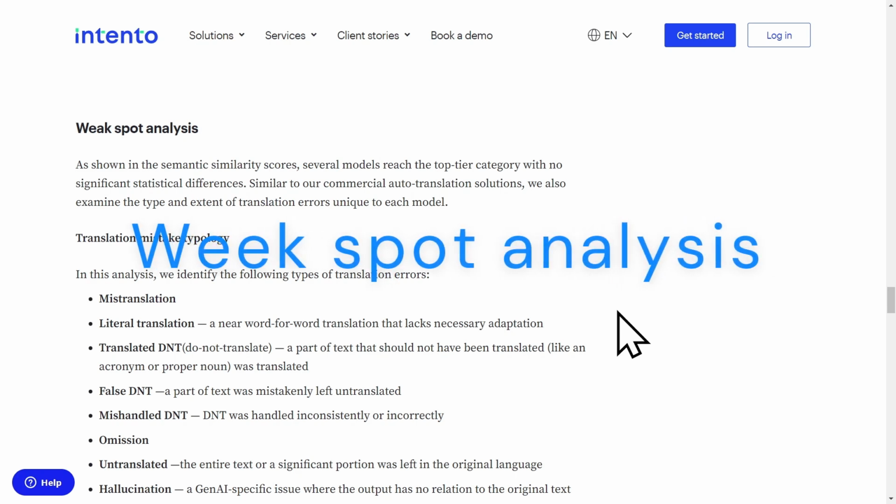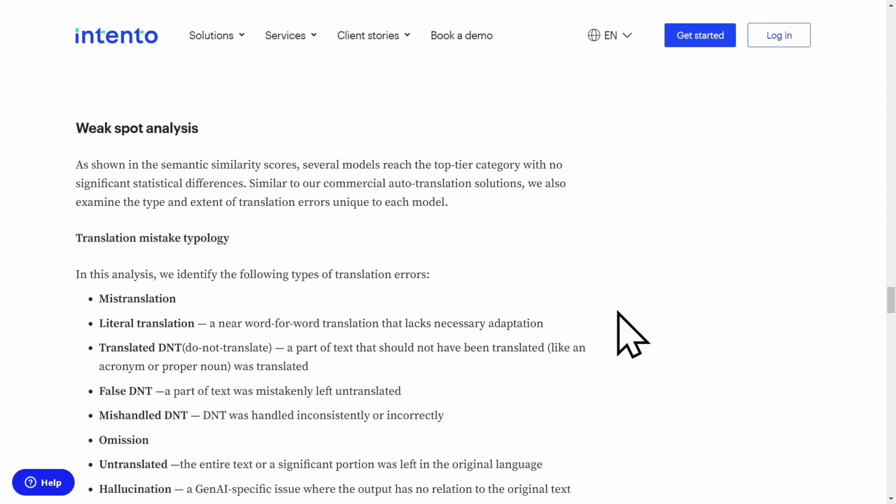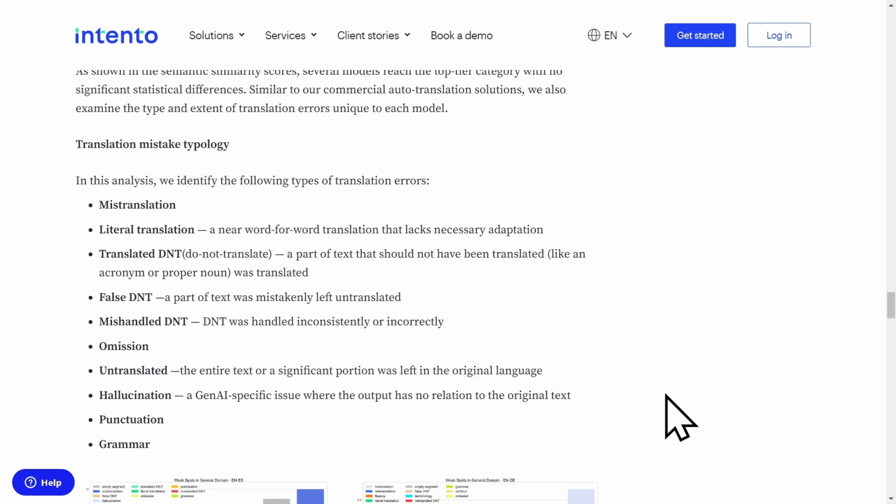Now we come to my favorite part of this analysis, which is the weak spot analysis. This is very good because it pinpoints areas where an MT or an LLM will be specifically weak, and that means they will have a tendency to create an error. Depending on which type of error that is and how frequent it is, that gives you an estimate of how much work you'll have to put into fixing these mistakes, which is very important if you're using that kind of automated system.